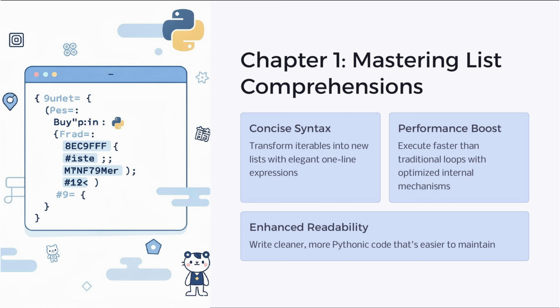List comprehensions offer a concise syntax to transform iterables into new lists using elegant one-line expressions. They provide a performance boost by executing faster than traditional loops due to optimized internal mechanisms. This approach enhances readability, allowing developers to write cleaner, more Pythonic code that's easier to maintain.